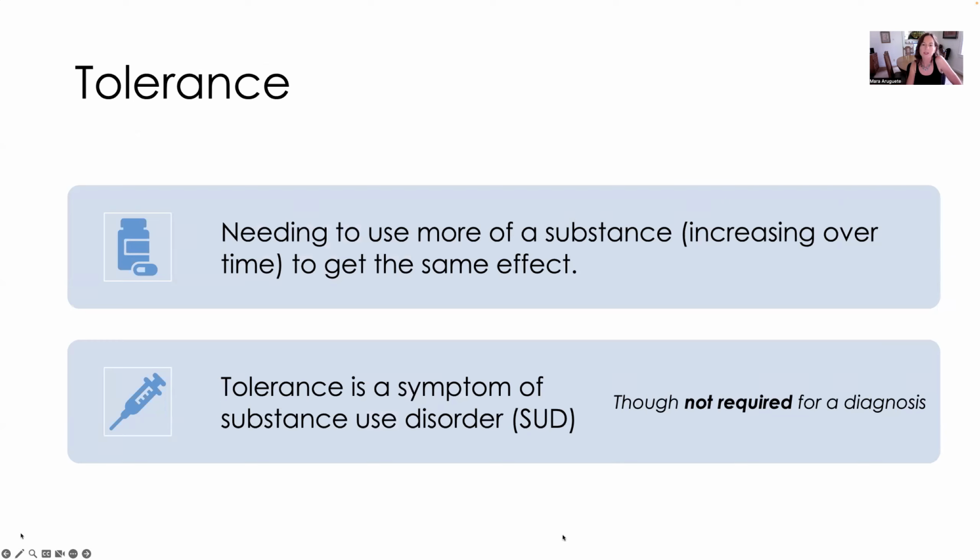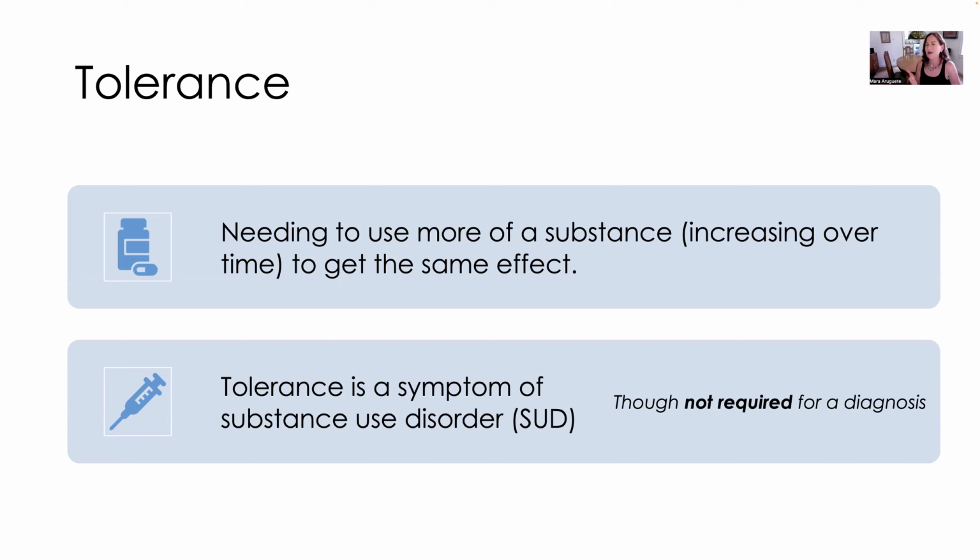Okay, so tolerance is just needing to use more of the substance, increasing that use over time in order to get the same effect. So those of you who, for example, have smoked marijuana may have found that early on in smoking marijuana, you developed a real intense high that involved some cognitive changes and changes in perception of time, and maybe you even got the munchies really bad and ate a whole bunch of stuff.